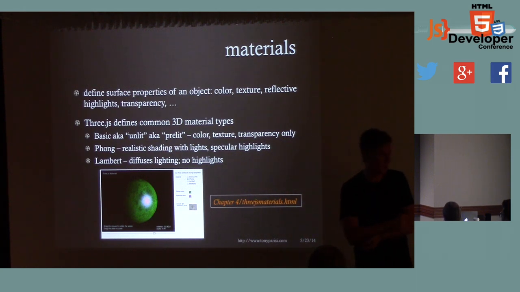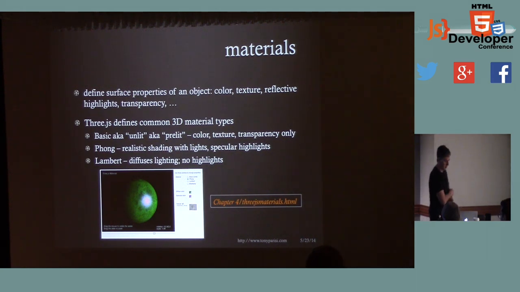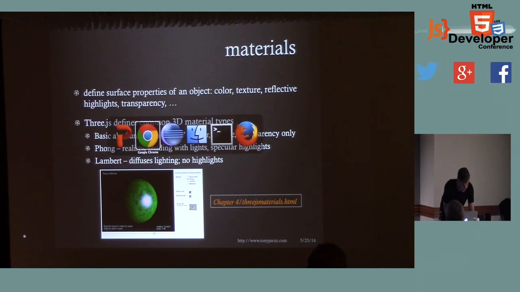We've seen basic material in action when we had the unlit cube. We saw Phong when we lit it. And there's more. And now we have a little sampler where we can go through and look at these. And it's in there in Chapter 4, Three.js Materials. You can play with it. We'll talk through a few bits of it.